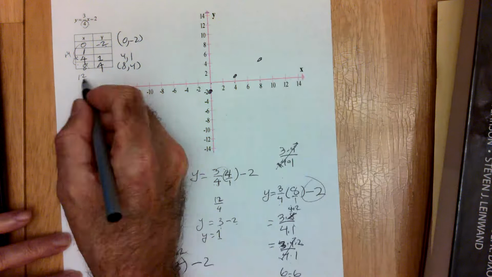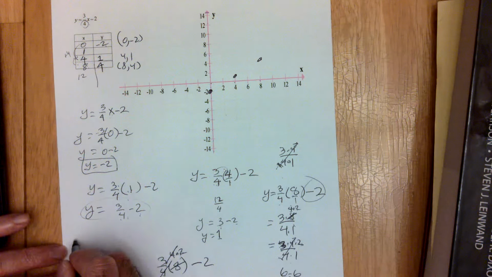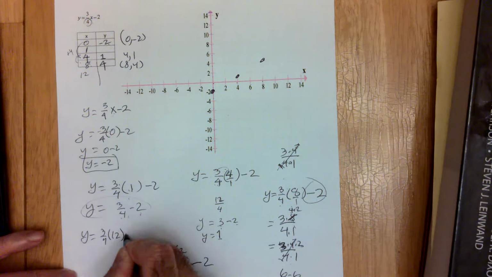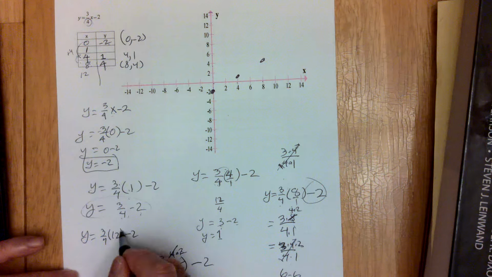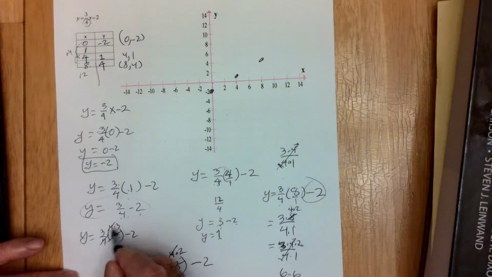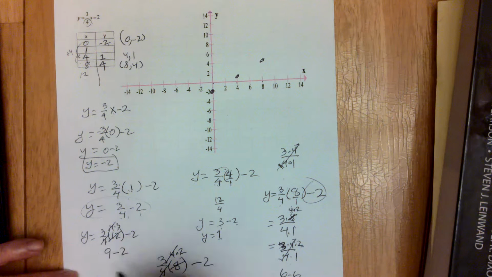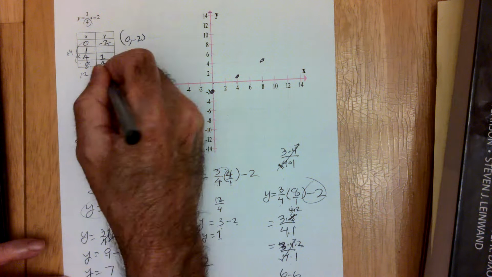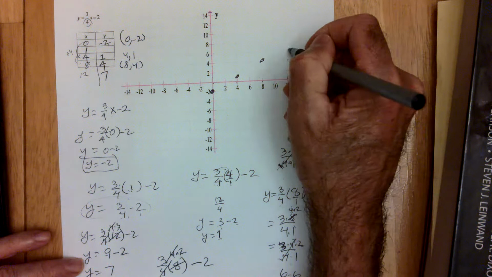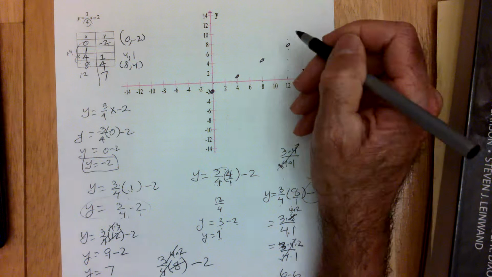If we wanted to use 12 also, we would say 3 over 4, 12 minus 2. Now we're going to break this up, and we want to know how many times does 4 go into 12? Well, it's 3, right? So the 4's cancel. 3 times 3 is 9, minus 2. 9 minus 2 is 7. So this would be a 7. So we'd have 12, 7. So 7 is right here.